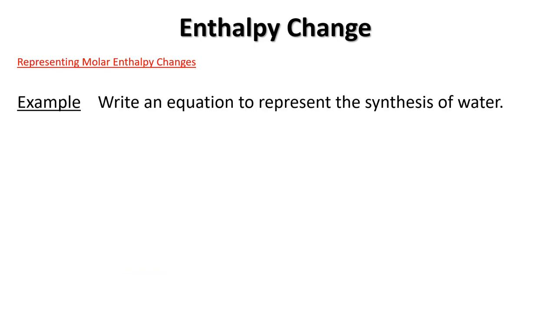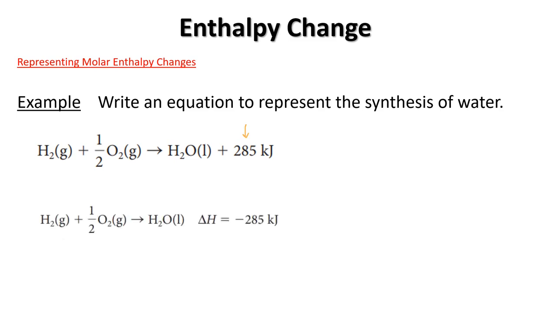So representing molar enthalpy changes. There's a couple of different ways to do this. One way is writing an equation. So let's do it for the synthesis of water, and it's an exothermic process, so we have a 285 kilojoule result there. There's a different way to write this, and because it's exothermic, our delta H is going to be negative. I've tried to establish that already in this lesson.